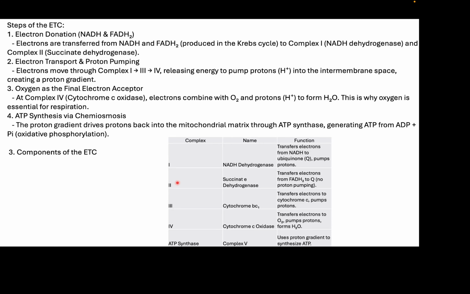Even if the second complex is not working, there is still the gradient, the concentration gradient is maintained. So this might again push the electron and take part in electron transport.